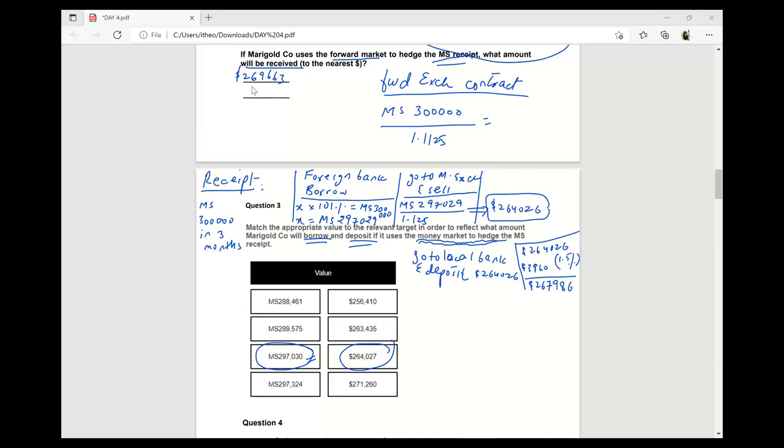Then the examiner will ask the final answer. What is the final answer from the money market hedge? Jawad, 1.5% is given in the question. 6% is the annual deposit rate. So for 3 months, it's 1.5%.